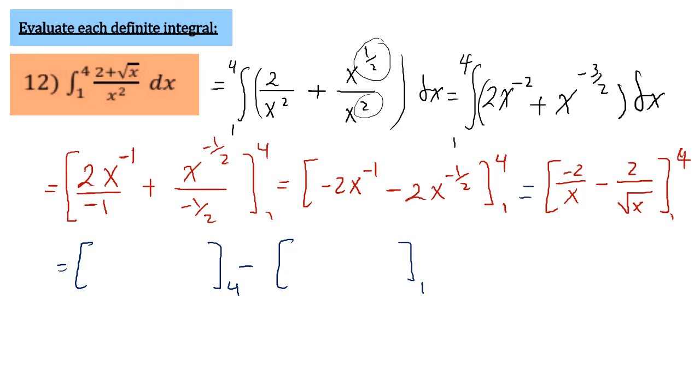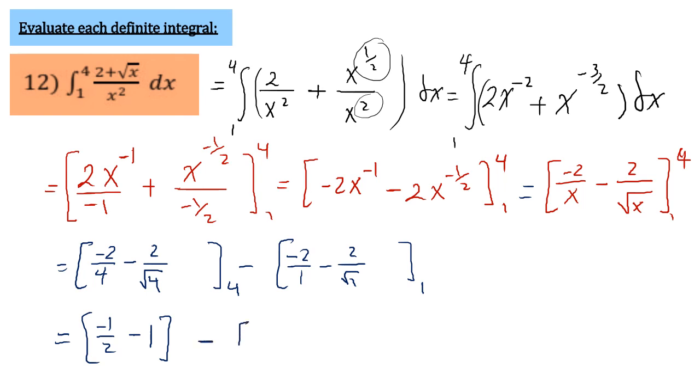So it's negative 2 divided by 4 minus 2 over root 4, and the negative 2 divided by 1 minus 2 over root of 1. So it's negative half minus 1, as root 4 is 2 and 2 over 2 is 1, minus negative 2 minus 2, which is negative 4. Negative 4 multiplied by negative is going to be positive 4, and negative half minus 1 is negative 1.5, so it's equal to 2.5.